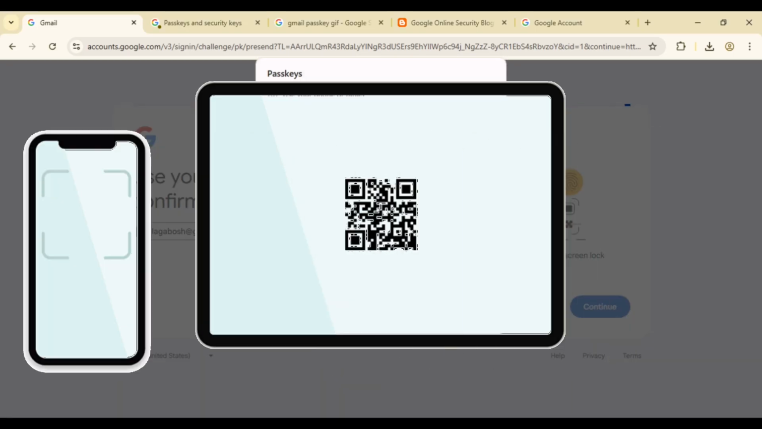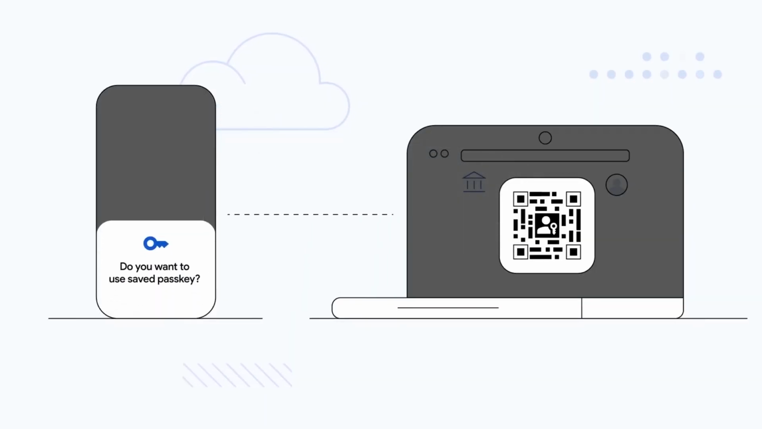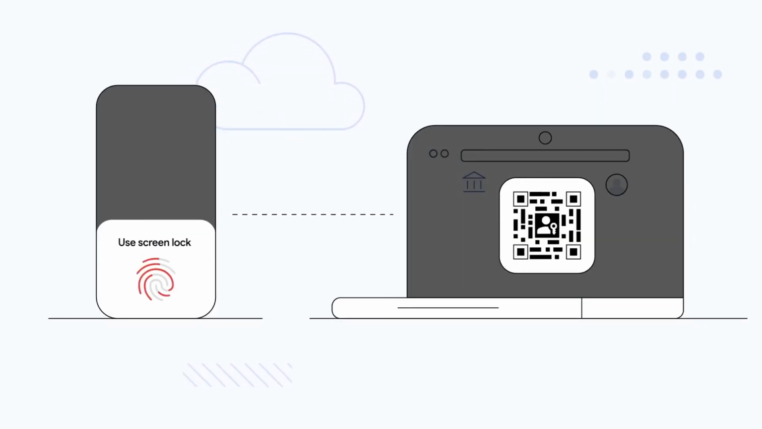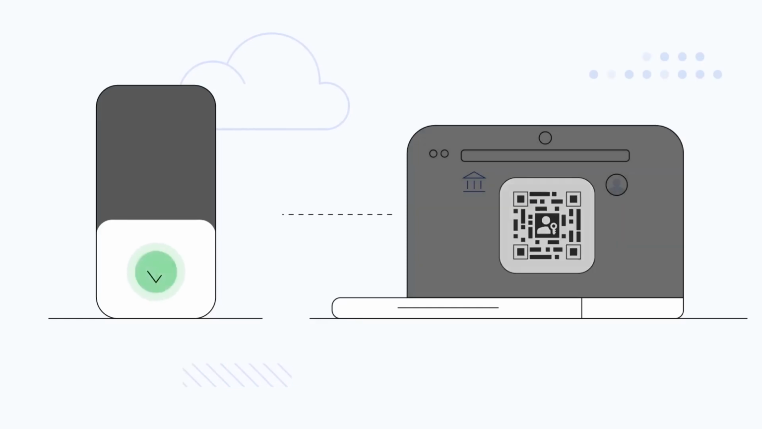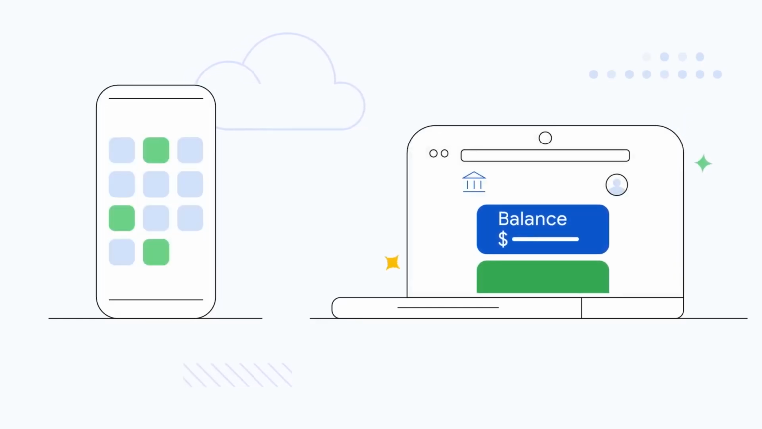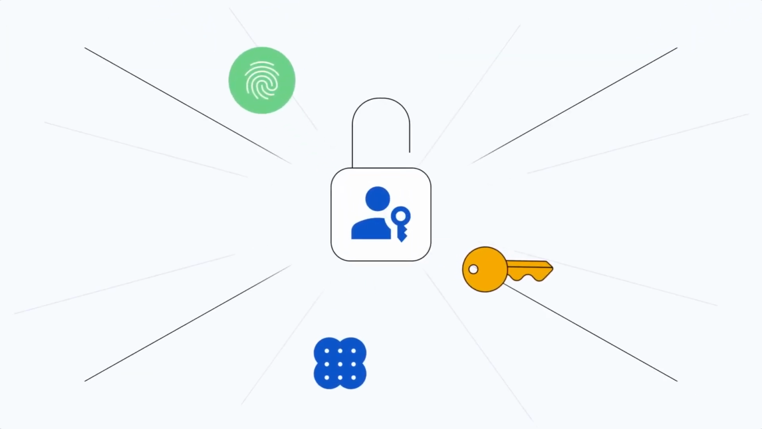On your phone, a prompt will appear asking if you want to use your passkey. Tap Use Passkey and verify your identity using your fingerprint, face unlock, or PIN. You'll then be logged in on your computer.